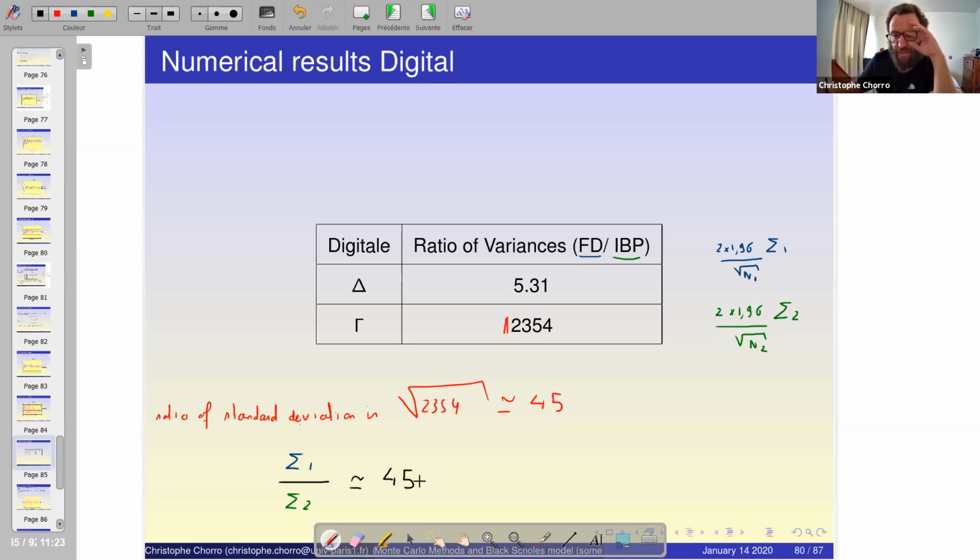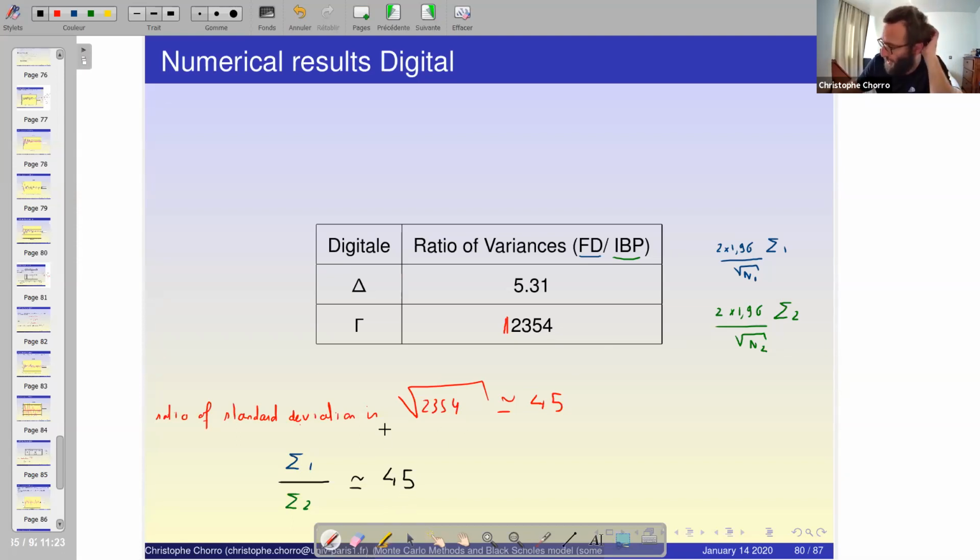And what is the meaning of this? It means that if I want to obtain the same size for the two confidence intervals in this situation, then I have to consider, in the finite difference scheme, an ensemble of size that is the size of the one I use for the integration by part methodology multiplied by 45.